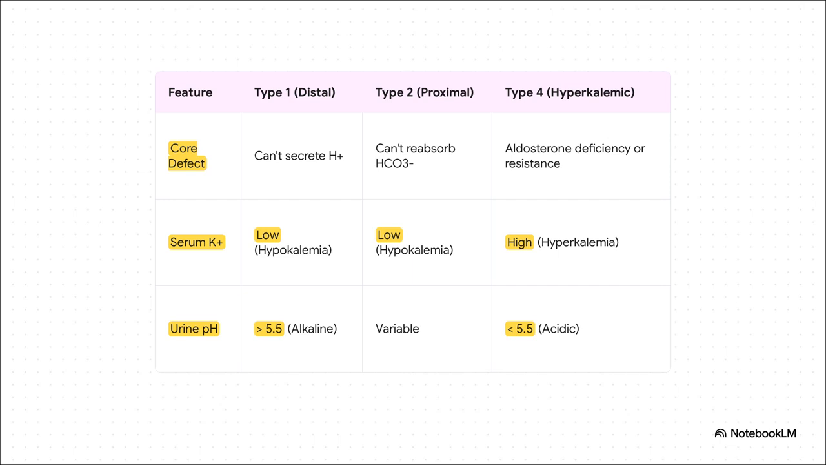Next, serum potassium. This is your biggest clue. It's low in types 1 and 2, but high in type 4. And finally, urine pH. Stubbornly high in type 1, low in type 4, and kind of all over the place in type 2. Seriously, if you can remember this table, you can crack almost any RTA case that comes your way.